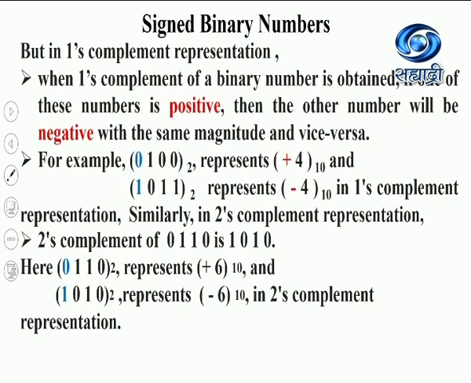For example, 0100 represents in decimal plus 4 and 1011 represents minus 4 in 1's complement representation. Similarly, in 2's complement representation, the 2's complement of 0110 is 1010. Here 0110 represents plus 6 in decimal and 1010 represents minus 6 in decimal in 2's complement representation.